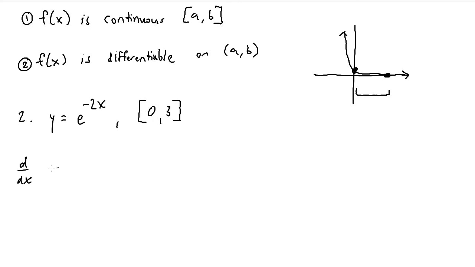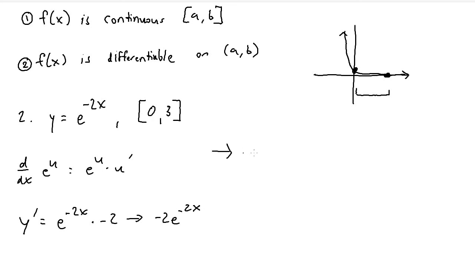So remember, the derivative of e to the u is e to the u times u prime. So if our u is negative 2x, then y prime, or the derivative, is going to be e to the negative 2x times negative 2, or negative 2 e to the negative 2x. So now we can set our derivative, negative 2 e to the negative 2x, equal to the average rate of change, or f of b minus f of a over b minus a.